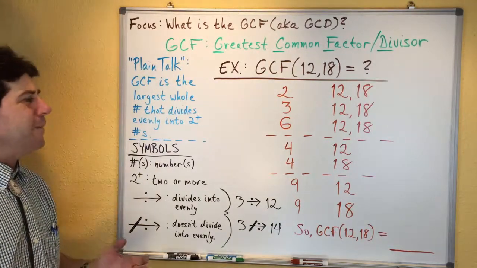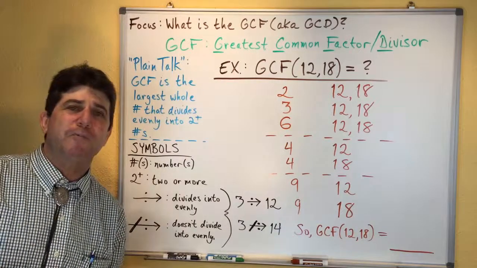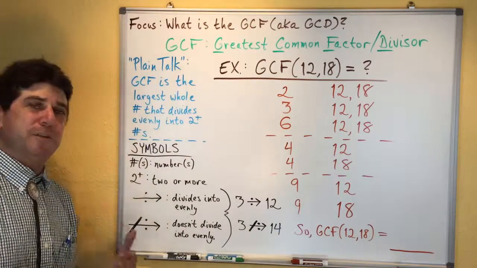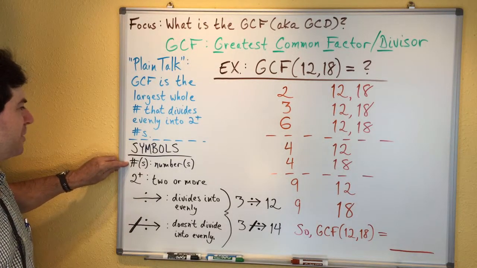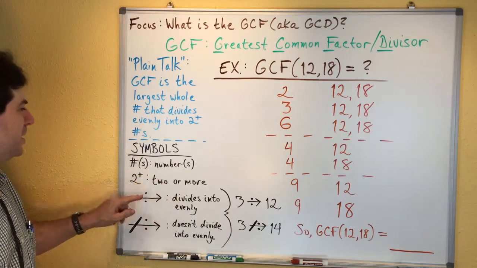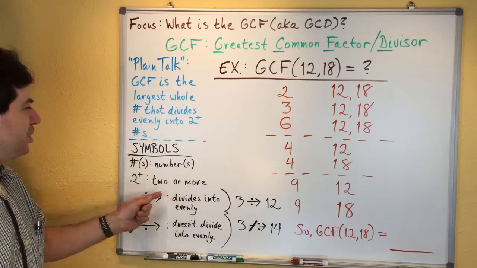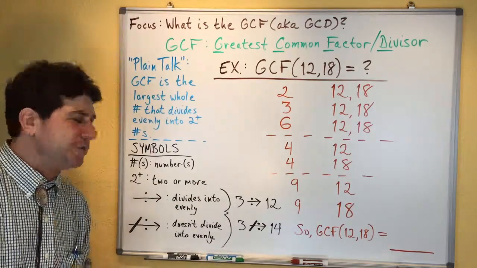Now, as you know, I like to use a lot of symbols in my presentation, so let me go over a few symbols I'm going to use here so that no one gets confused. First of all, I use the pound sign to mean number, so the pound sign with an S after it would be numbers. 2 plus in my symbols means two or more. We often use the phrase two or more when we're doing some number theory situations.